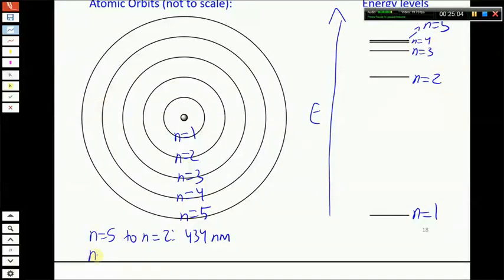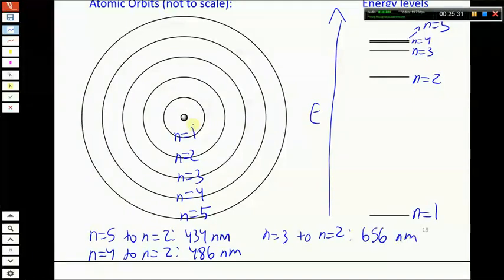If you go instead from n equals 4 to n equals 2, you generate a photon that's 486 nanometers, so that's one of the other wavelengths you see in hydrogen. And then the longest wavelength in the visible is n equals 3 to n equals 2. You get 656 nanometers. Now that's not to say you can't go all the way down to n equals 1 or that you can't transfer between any other pair of energy levels. It's just that those transitions would give you photons that are either ultraviolet or near infrared.